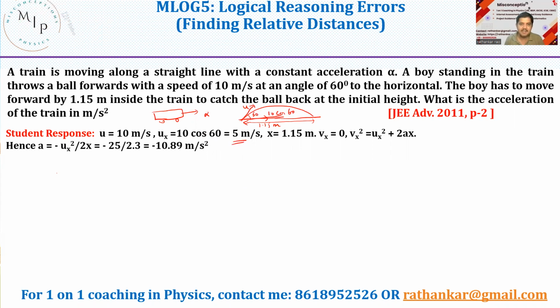Then he considers that when he catches the ball once again over here, the distance is 1.15 meters. He writes this value. And then he assumes that Vx equal to 0. I asked him, hey, how can you assume Vx equal to 0 when the ball reaches your hand? He said, sorry, sir, when I'm going to catch it, definitely Vx should be 0.